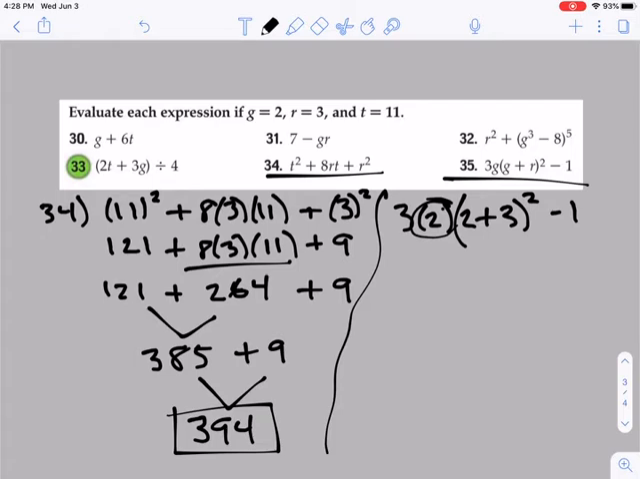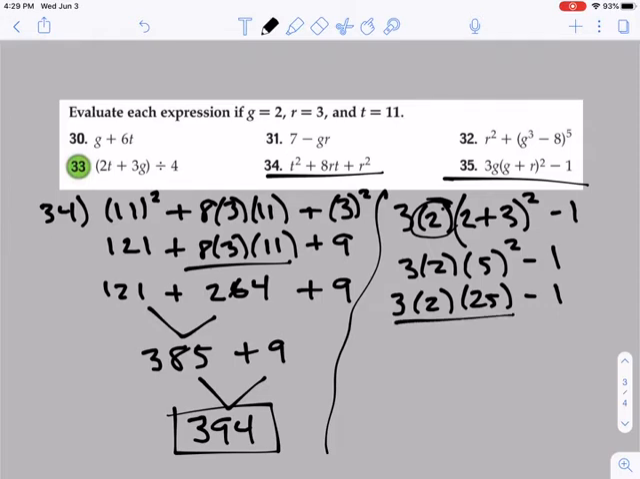But we can do this 2 plus 3, and this 2 plus 3 is 5. So you get 3 times 2 times 5 squared minus 1. Now you might be tempted at this point to start multiplying, but remember, we have to take care of that exponent first. So 5 squared is 25, minus 1. Now you can just multiply left to right and simplify this part.